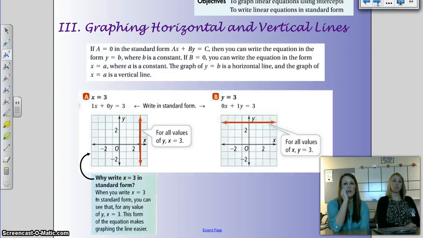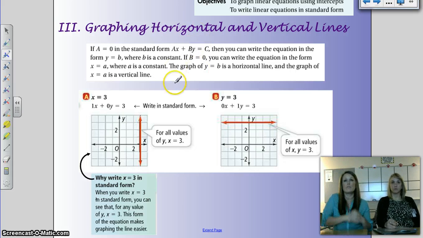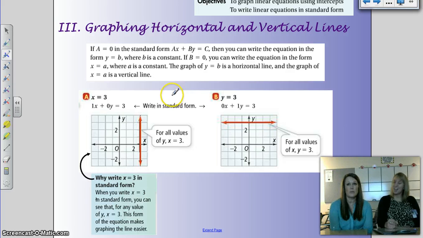Okay. All right. So graphing horizontal and vertical lines. Okay. So if A equals 0 in standard form, so the very first term, if you have a 0 in front of x, then you can write that equation where it's just y equals b. Okay. Well, I'm just reading what it says. I know, it's worded so poorly. It's so wonky. Or if b equals 0, then you write it x equals a, where a is a constant. So this is kind of weird.